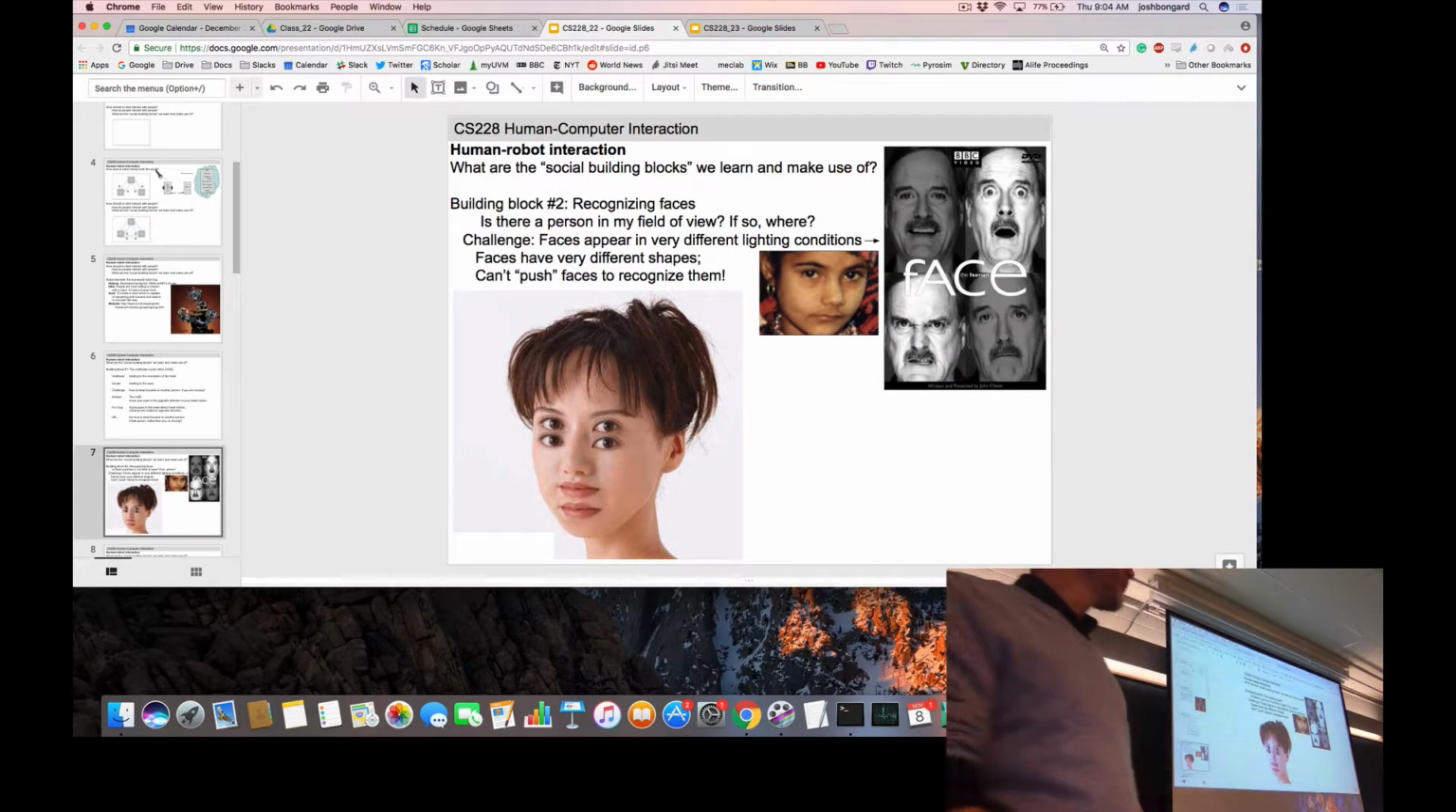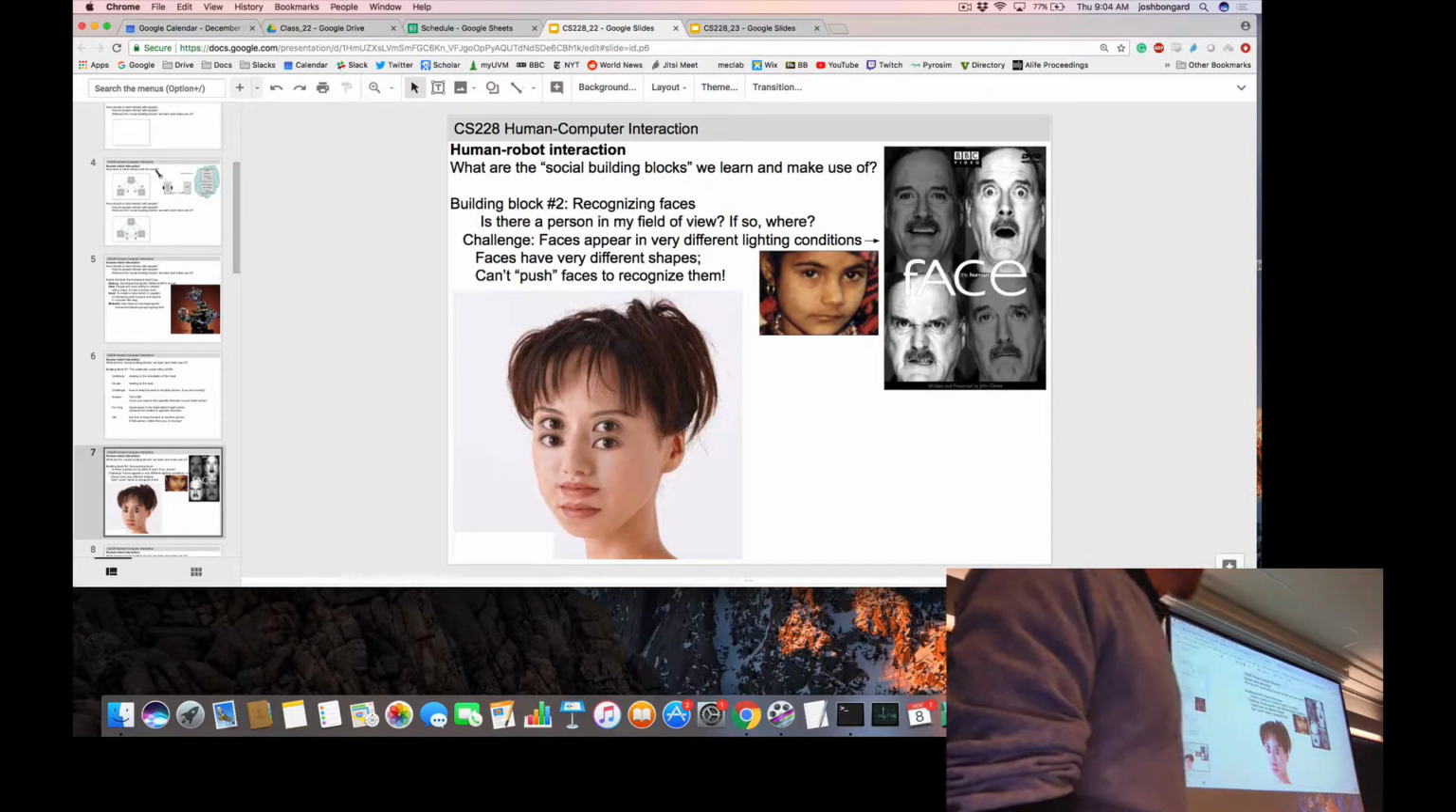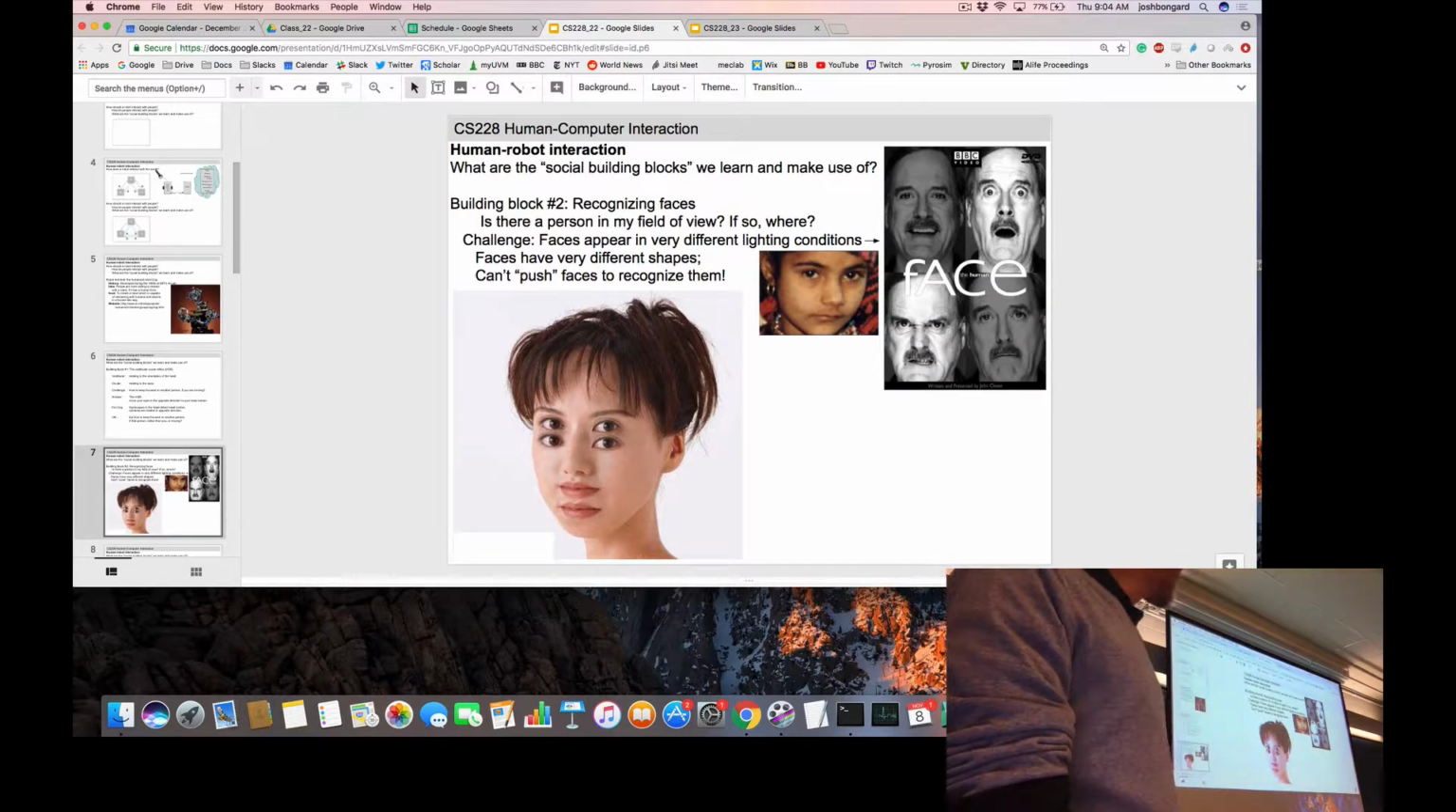Obviously, the VOR reflex is usually used to pay attention to humans and to look particularly at their face. A big part of the human brain is wired up to recognize faces. Is there a person in my field of view? If so, where? Let's start with the optical illusion in the bottom left. This is the face recognition version of another optical illusion that we've already seen. Which one was it?